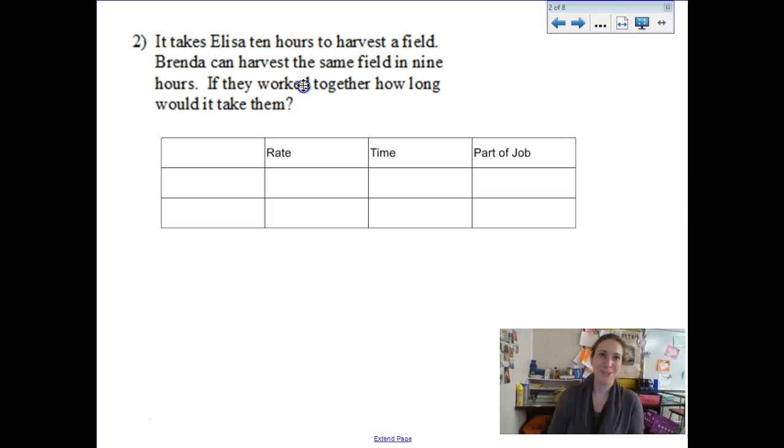So these problems are a little lame because they're computer generated, so I apologize. Eliza and Brenda. Eliza? Brenda. So bad with name pronunciation.